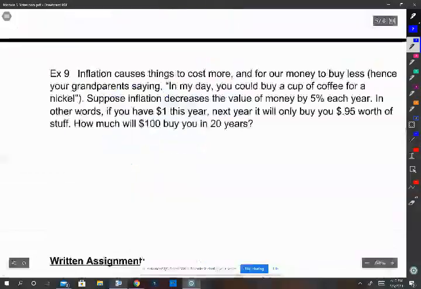All right, so example 9, I think there's a problem like this in your exercises or quiz, and it just talks about inflation. The difference between this and what we just did is that inflation decreases the value of money instead of increases it. And so our equation will stay the same, except instead of adding, we're going to be subtracting our rate because it's decreasing.